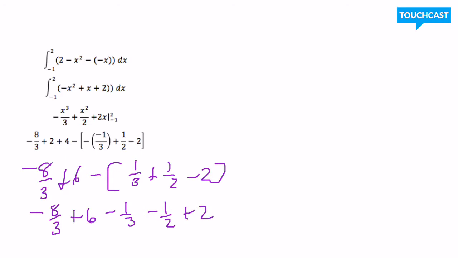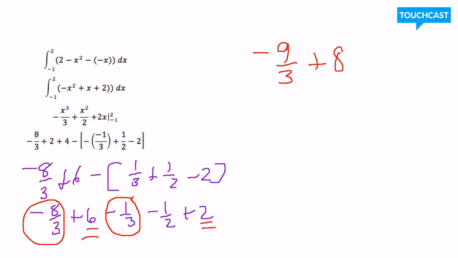I'm going to group together. Obviously, this part is not required on a free response problem, and you could have your very own method for simplifying here. So I'm going to say negative 8 thirds minus 1 third is negative 9 thirds. 6 plus 2 makes 8, minus a half. Negative 9 thirds is negative 3. Negative 3 plus 8 is 5, minus 1 half is 4 and 1 half, or 9 halves.